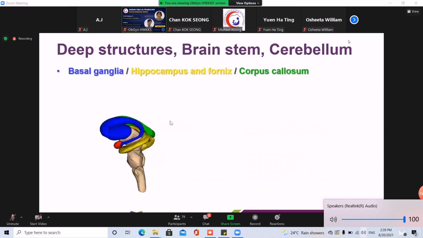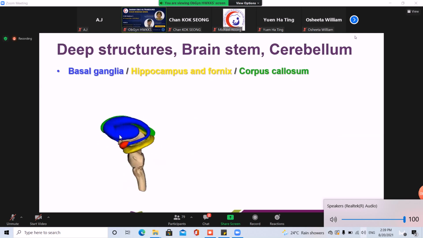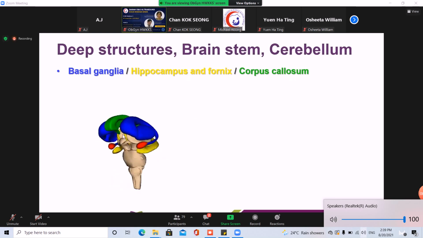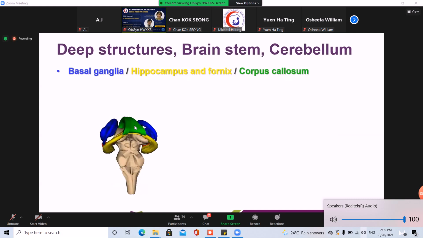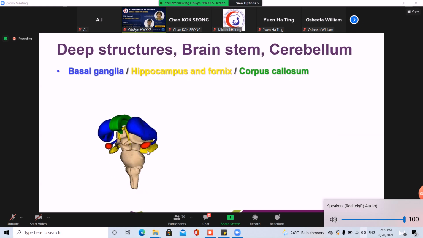And if you remove the cerebrum, you will be able to go in to see the deeper structures. Now, the green thing is the corpus callosum, and on each side of the corpus callosum, you can see the basal ganglia. And underneath the corpus callosum, you can see the two fornix columns, which are connected to the hippocampus on each side.